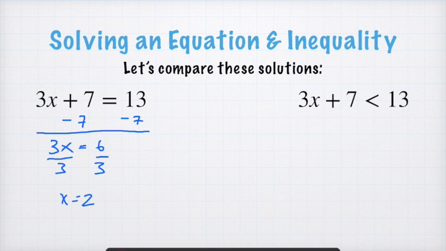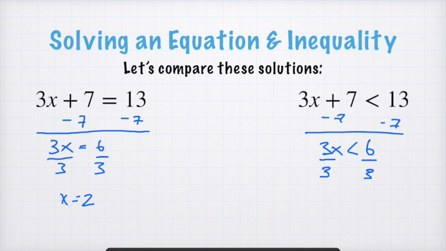Well, we can do the same step. We can do exactly the same steps for our inequality. So what we're going to do is we're going to subtract 7 from both sides. We'll get 3x is less than 6. And then we're going to divide both sides by 3 because we still want to get x by itself. So what we end up with is x is less than 2.